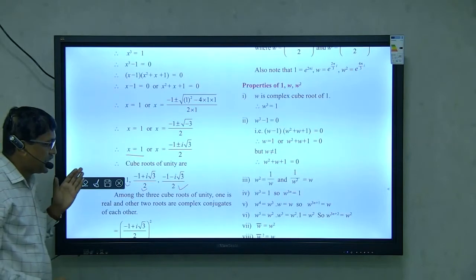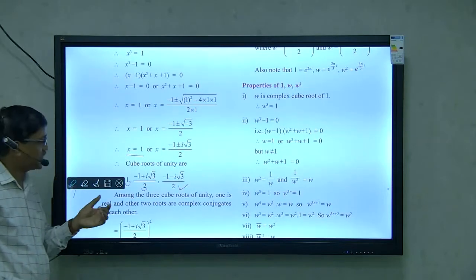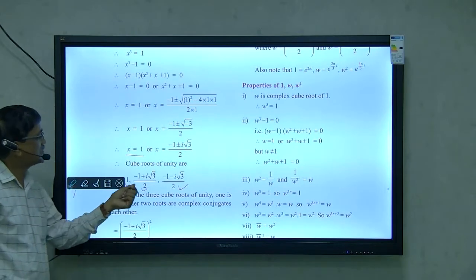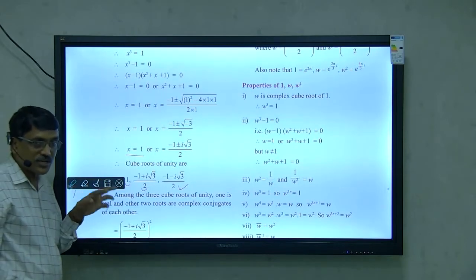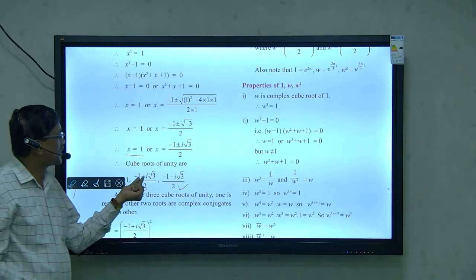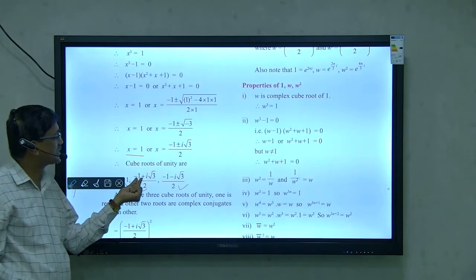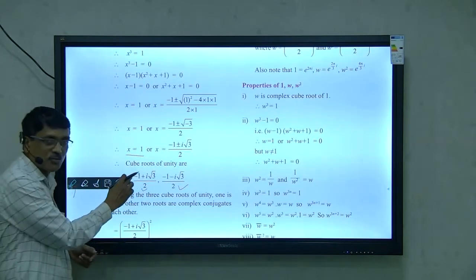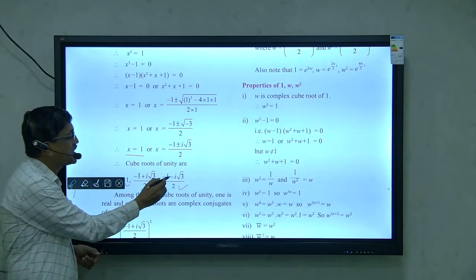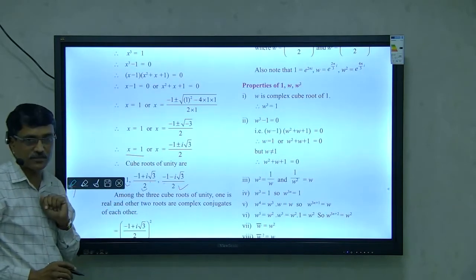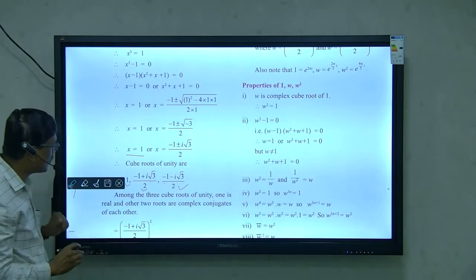See, among these three roots, the first one, x is equal to 1, is a real number. And see, we have just revised conjugate. This complex number, minus 1 plus i root 3 upon 2, has conjugate: simply change the sign of i. So minus 1 minus i root 3 upon 2. These two numbers are conjugates of each other. And one more thing is there.